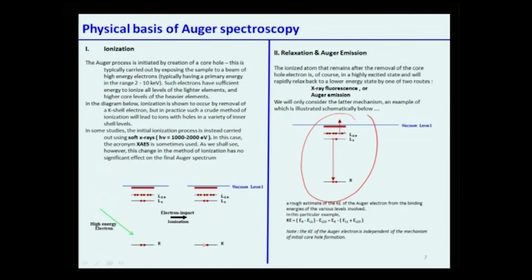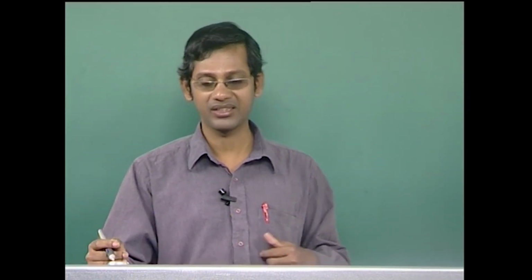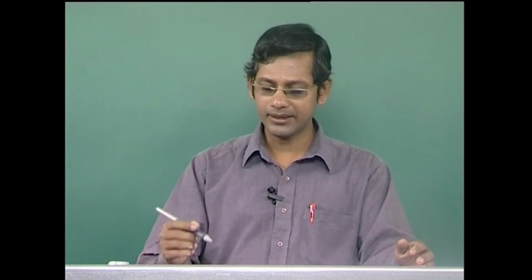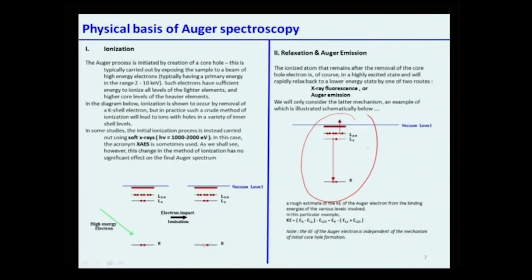So, in a nutshell I can say the ionized atom that remains after the removal of the core hole electron is of course in a highly excited state, and will therefore like to rapidly relax back to a lower energy state, and it can do so by two routes. One is known as the X-ray fluorescence route, the other one is the Auger emission route. Because we are not talking about X-ray fluorescence here, that is a separate thing, we will consider only Auger.